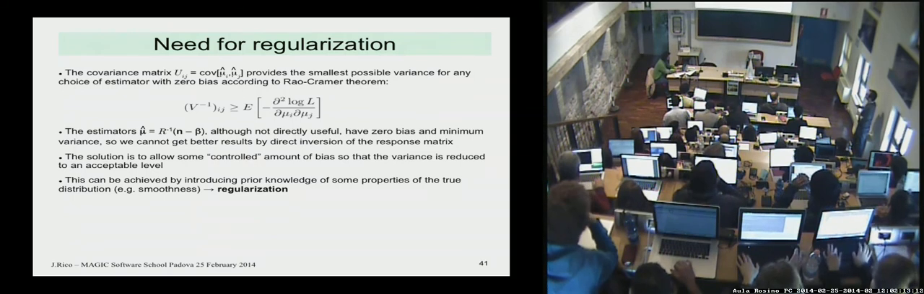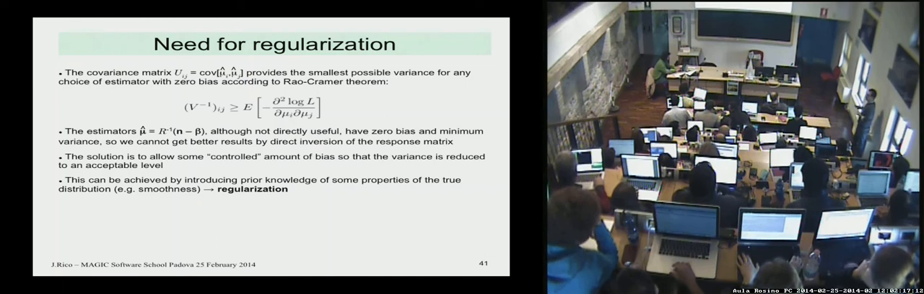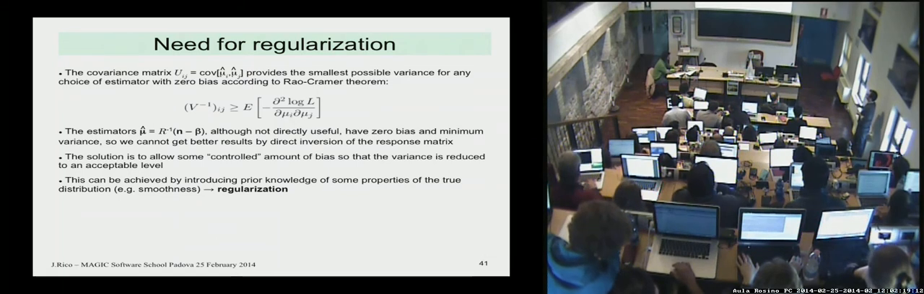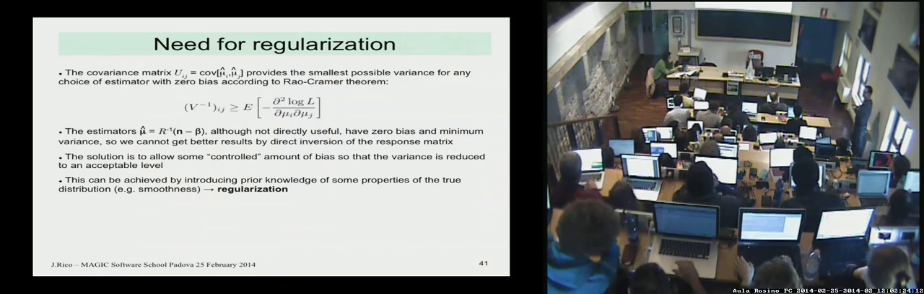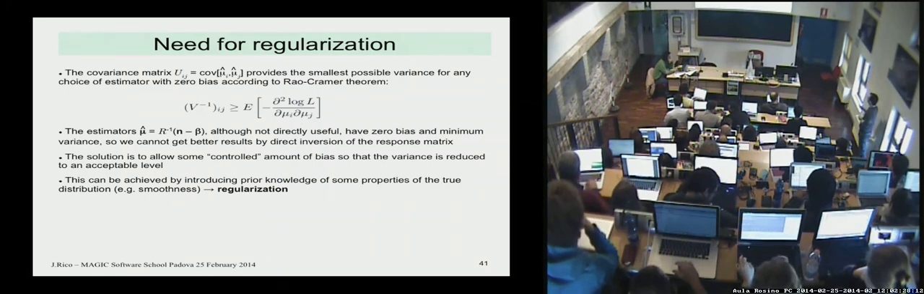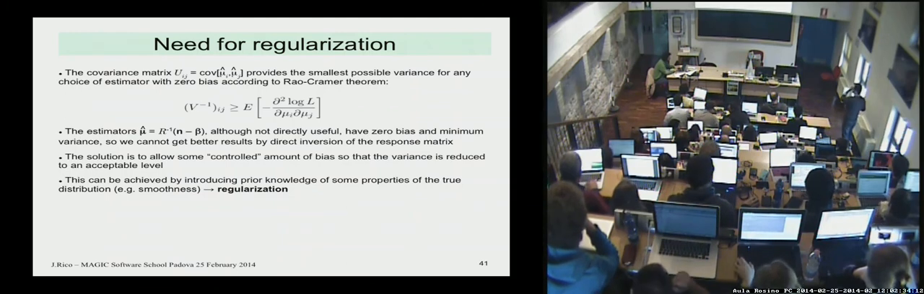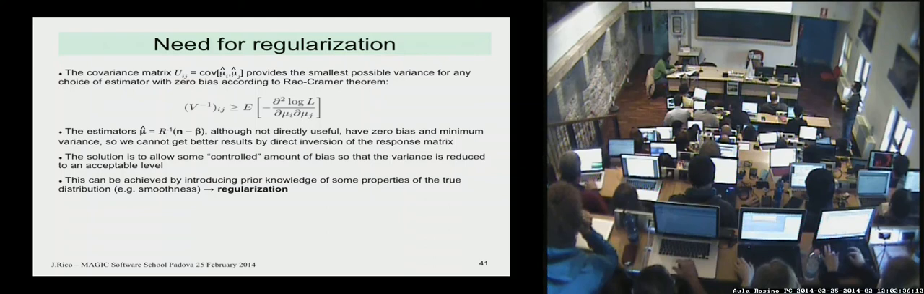What is the minimum variance for a zero bias estimator? And you can check that the one provided by this estimator is precisely the one predicted by the Rao-Cramer, or the Cramer-Rao in some other texts, theorem. In other words, this is the minimum variance you can get by using a zero bias estimator.